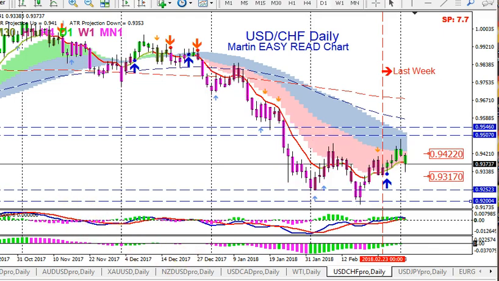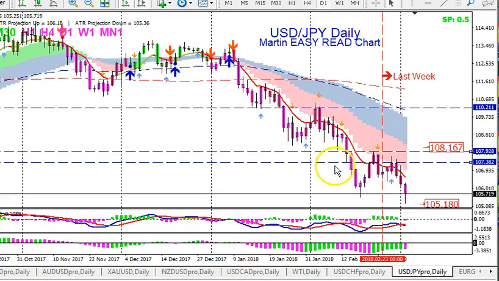Let's just remove that. So a buy above 0.9422 for the upside. If you think price is going to come lower, then below 0.9317. Now we move on to the US Japanese, and again, take a look.